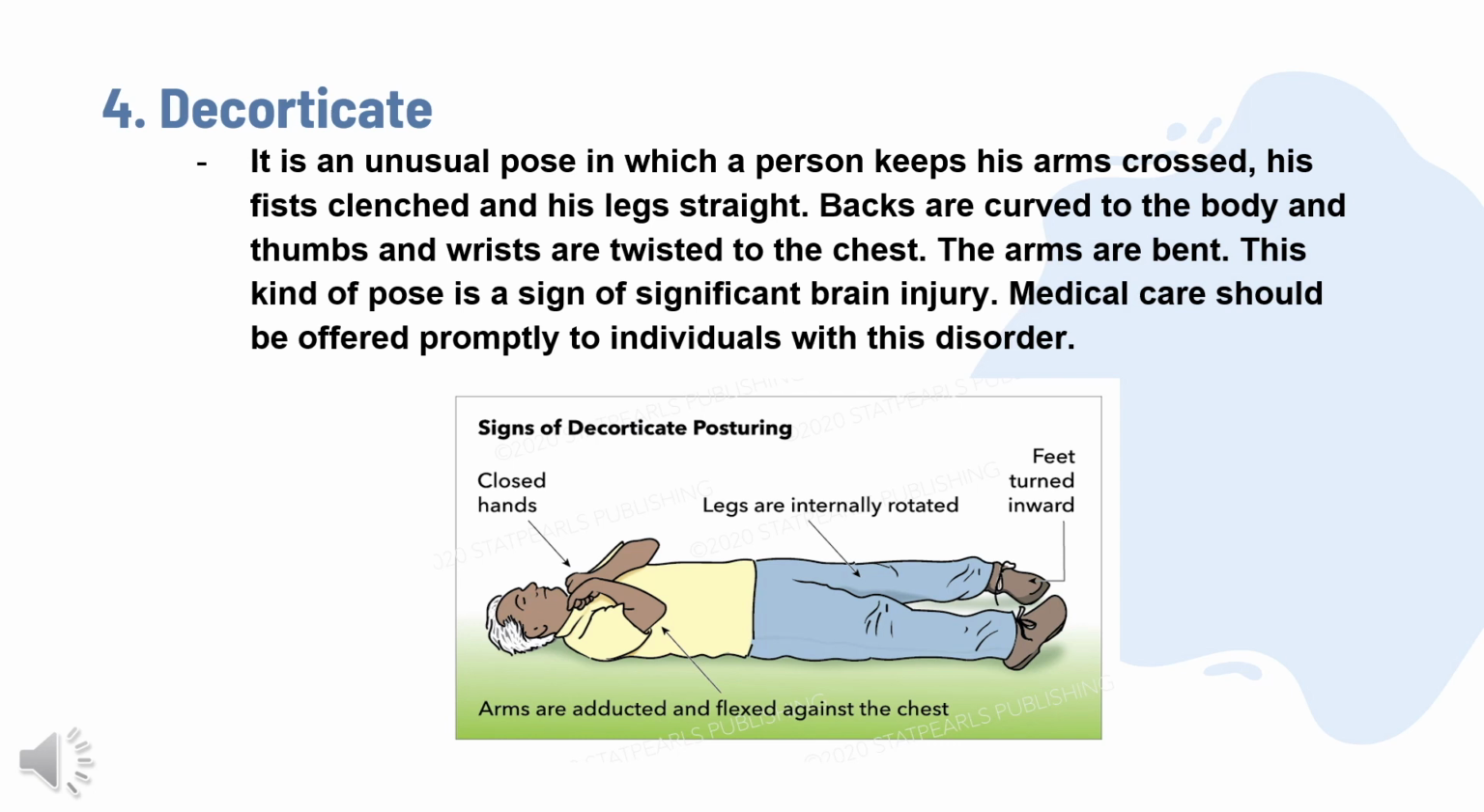Number 4. Decorticate. It is an unusual pose in which a person keeps his arms crossed, his fists clenched, and his legs straight. Backs are curved to the body, and thumbs and wrists are twisted to the chest. The arms are also bent. This kind of pose is a sign of significant brain injury. Medical care should be offered promptly to the individuals with this disorder. So the signs of decorticate posturing are that the hands are closed, legs are internally rotated, feet turned inward, and the arms are adducted and flexed against the chest.